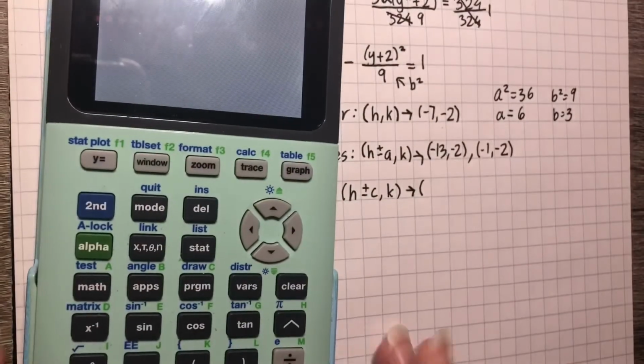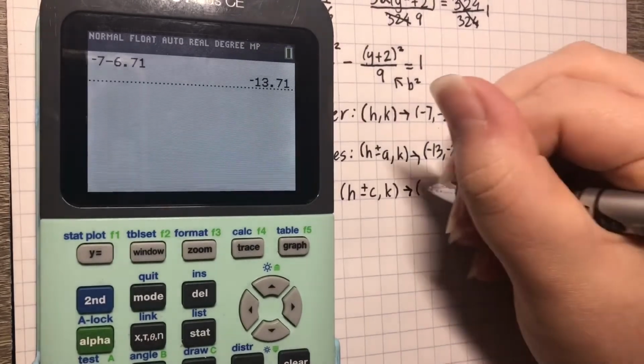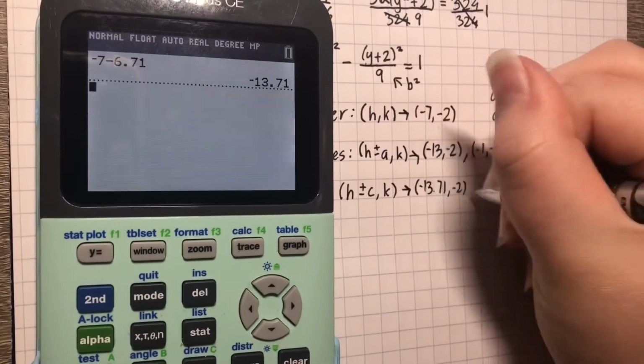So now we're just going to subtract the c value from the h and add it to the h to get both of our foci points.